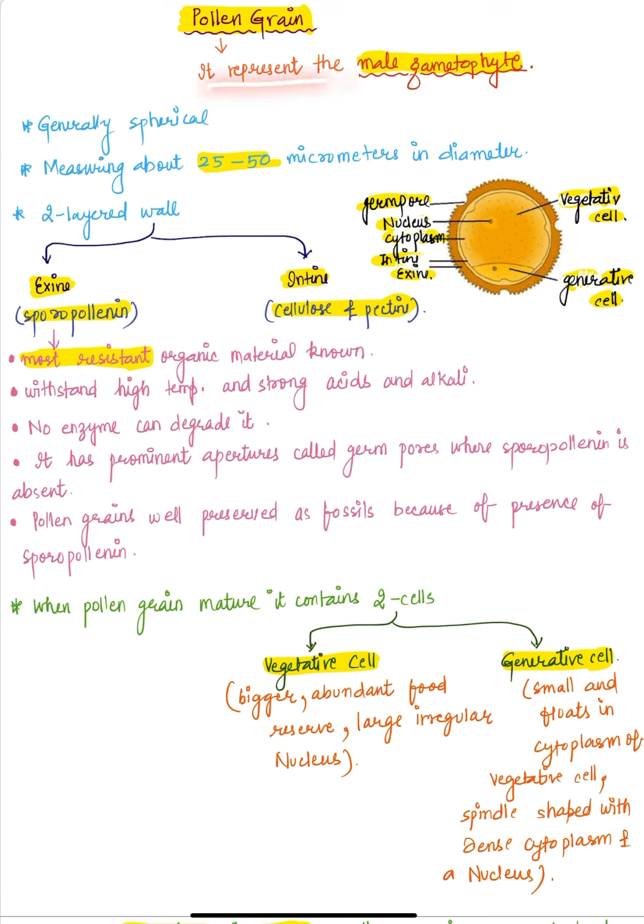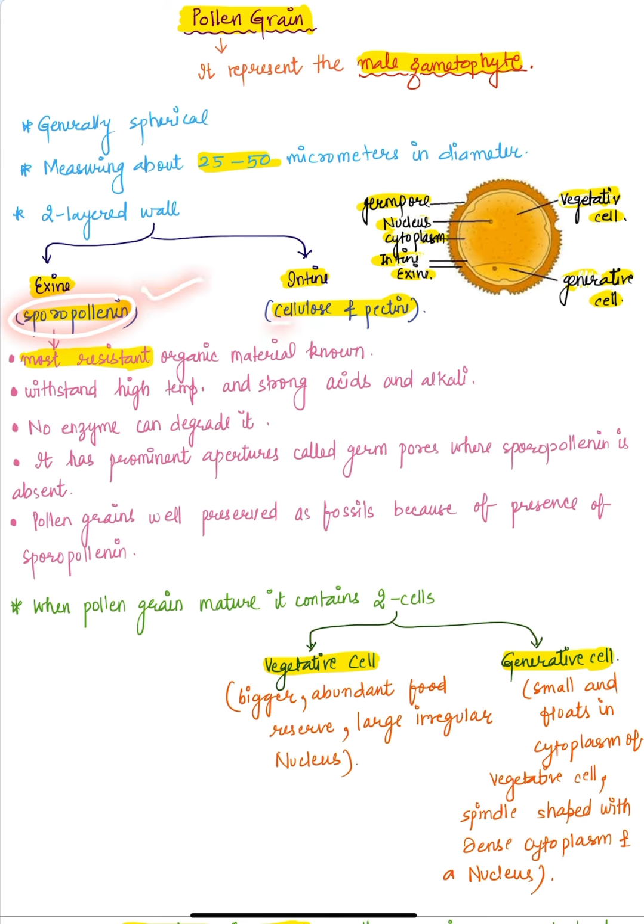It is generally spherical in shape, measuring about 25 to 50 micrometers in diameter. It has a two layered wall. The outer one is exine and the inner one is intine. The outer one, exine, is made up of sporopollenin, and the inner one is made up of cellulose and pectin.